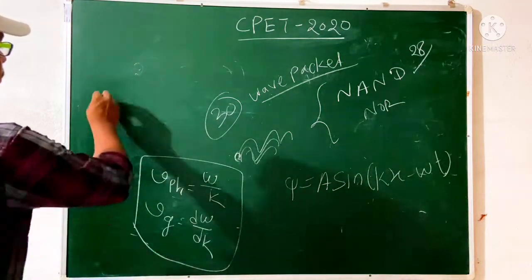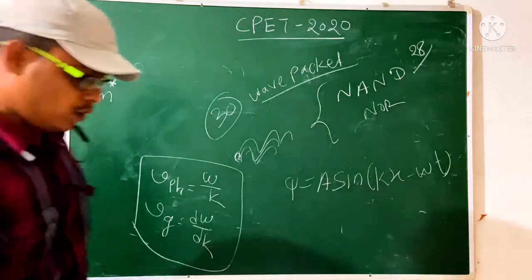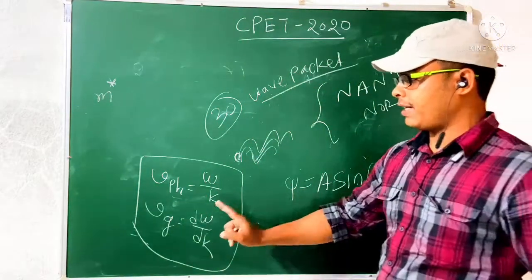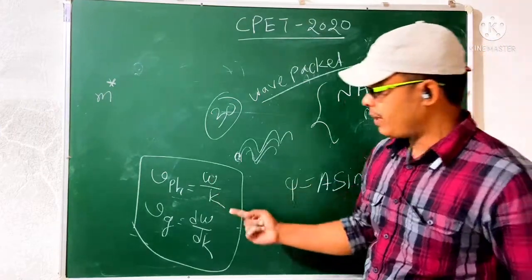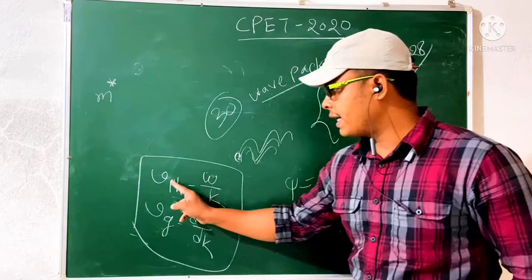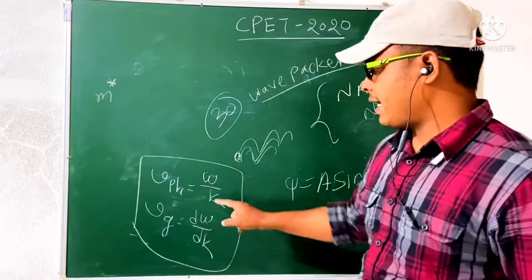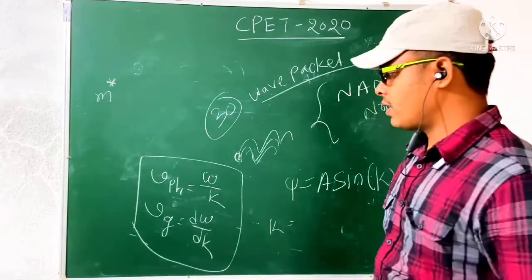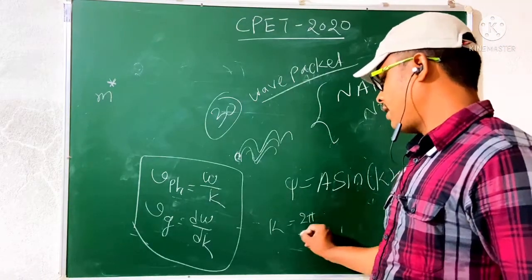And another thing is your m star, right. This is the equivalent mass actually. So this is the phase velocity, omega by k, and group velocity d omega by dk. Now omega is equal to k into v phase. Now you substitute in place of omega, and you will get the relation between vg and v phase. What is k? k is the wave constant, k equal to 2 pi by lambda, right.